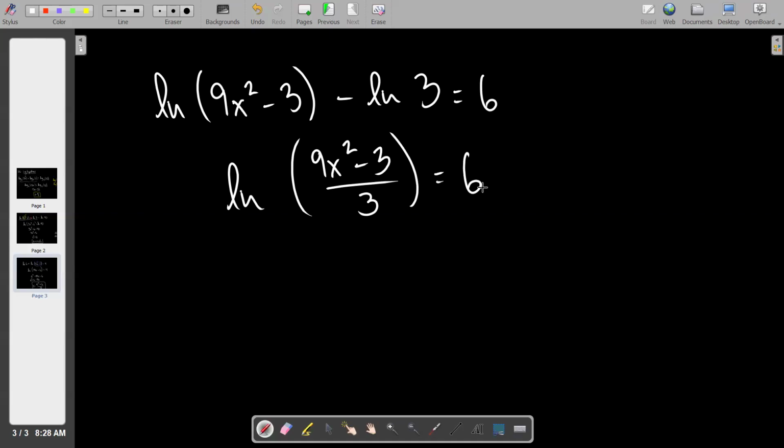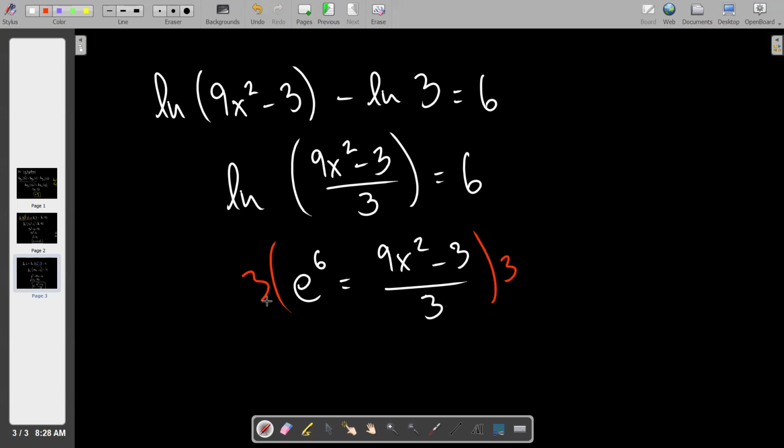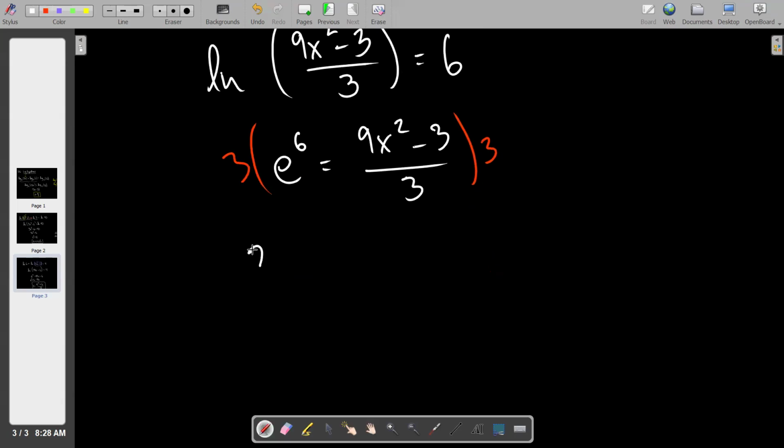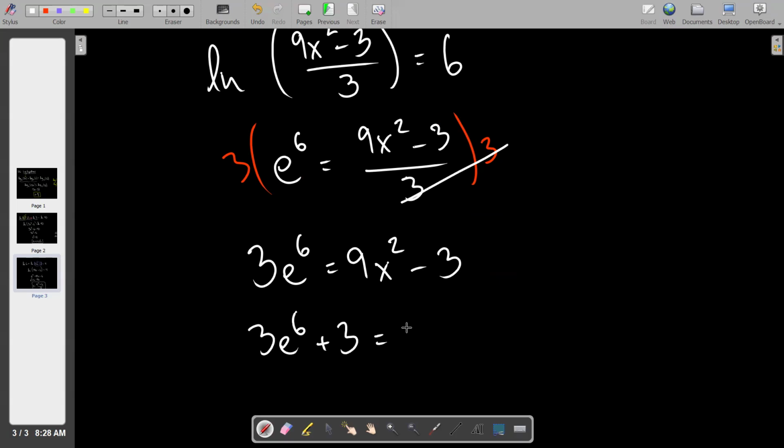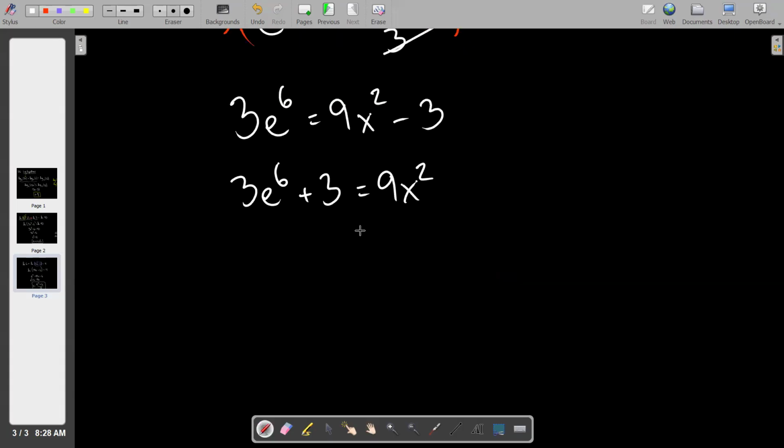Next step. E to the 6th equals 9x squared minus 3 over 3. Multiply by 3. 3e to the fifth plus 7x squared. Hey, Kennedy, you are on a roll. I can't even keep up with you. Add 3. 3e plus 6 plus 3, then divide. So x squared equals 3e to the 6th plus 3 divided by 9.